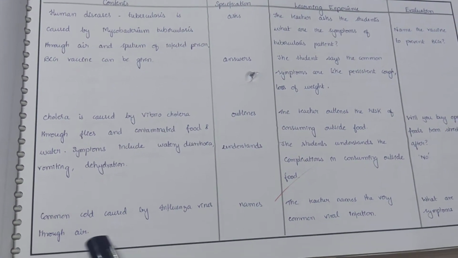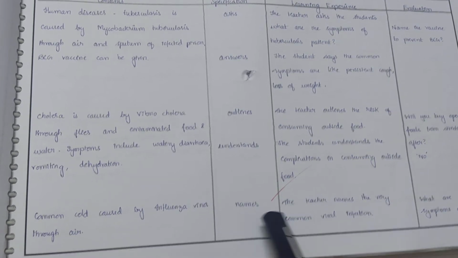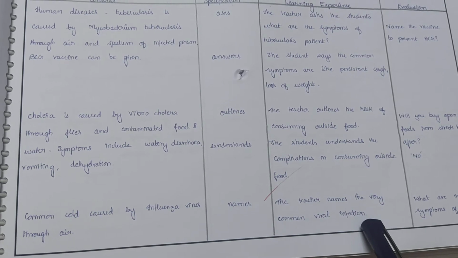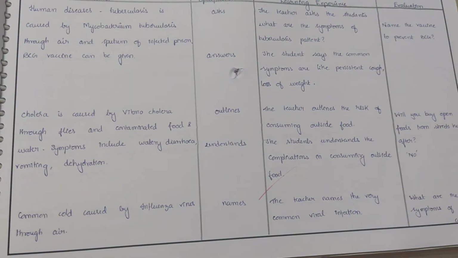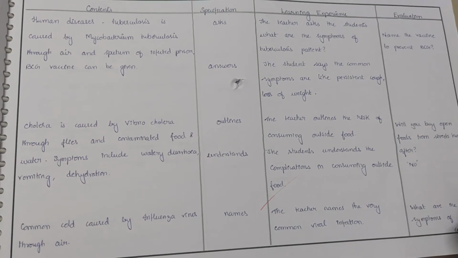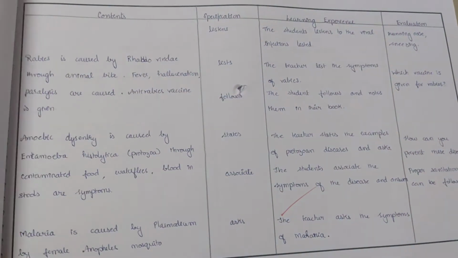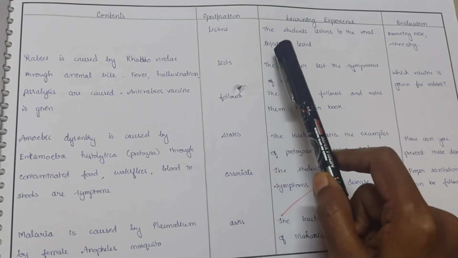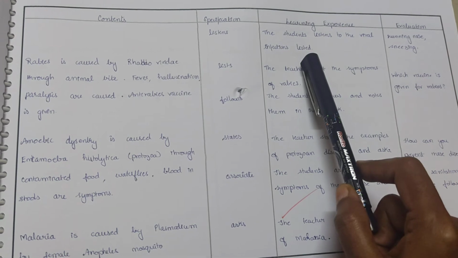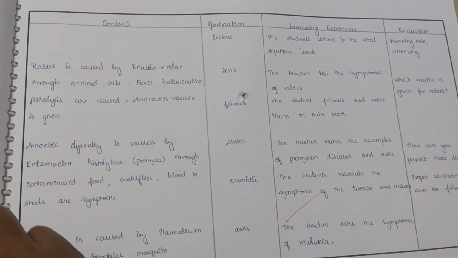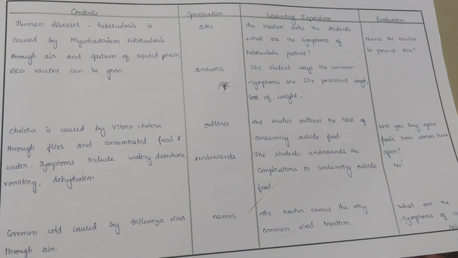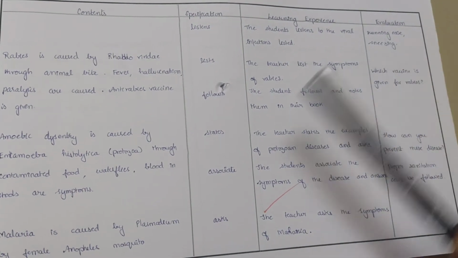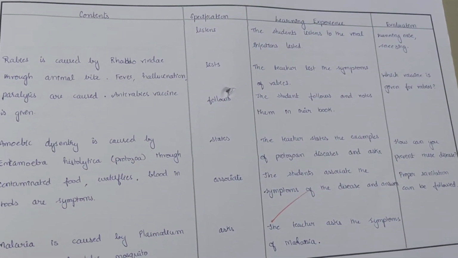Common cold is caused by influenza virus through air. Names: the teacher names various common viral infections. What are the symptoms of common cold? Next content, here in the specification we are writing listens. The student listens to the viral infections listed. And here, like we have seen, what are the symptoms of common cold, and the student will be answering running nose, sneezing, which are some of the common things they know.